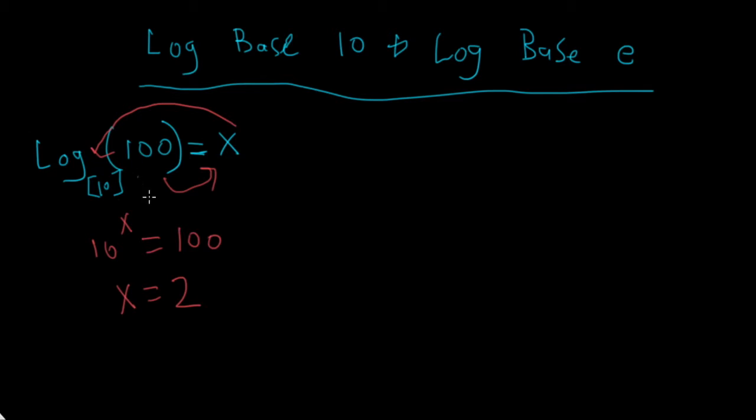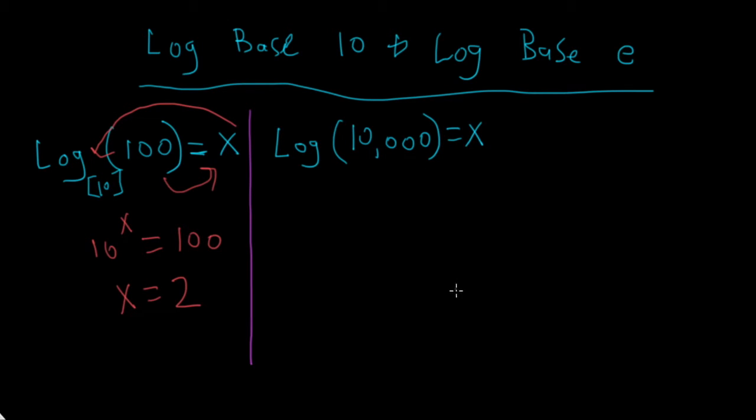Now, a nice trick when we have log base 10 and we have something like 100, with zeros like that, is you can just count the zeros, okay? So I'll let you give this a try on your own. If we have log of 10,000 is equal to x, see if you can figure that out and see if you can see the trick that I'm talking about, counting the zeros.